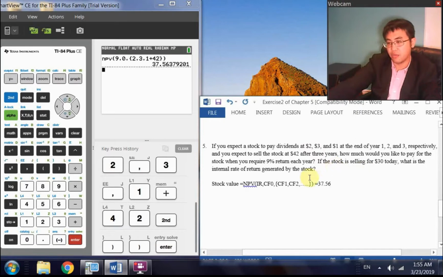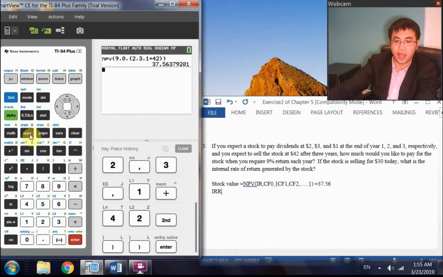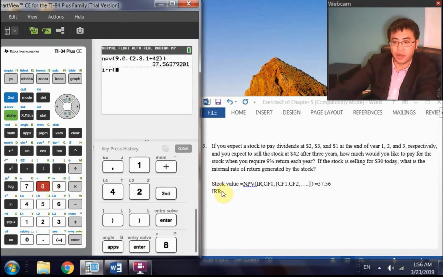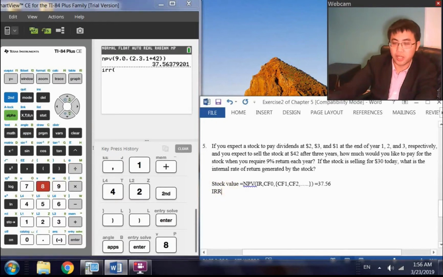The next question is asking for internal rate of return. To get internal rate of return, you need to know the sequence of factors you insert into the IRR function. And how do you get the IRR? It's pretty easy. You hit apps again, you hit finance, just like you do with NPV, and you choose number 8 for IRR. And then the rest will depend on you. So you really have to remember the factors you need to put.